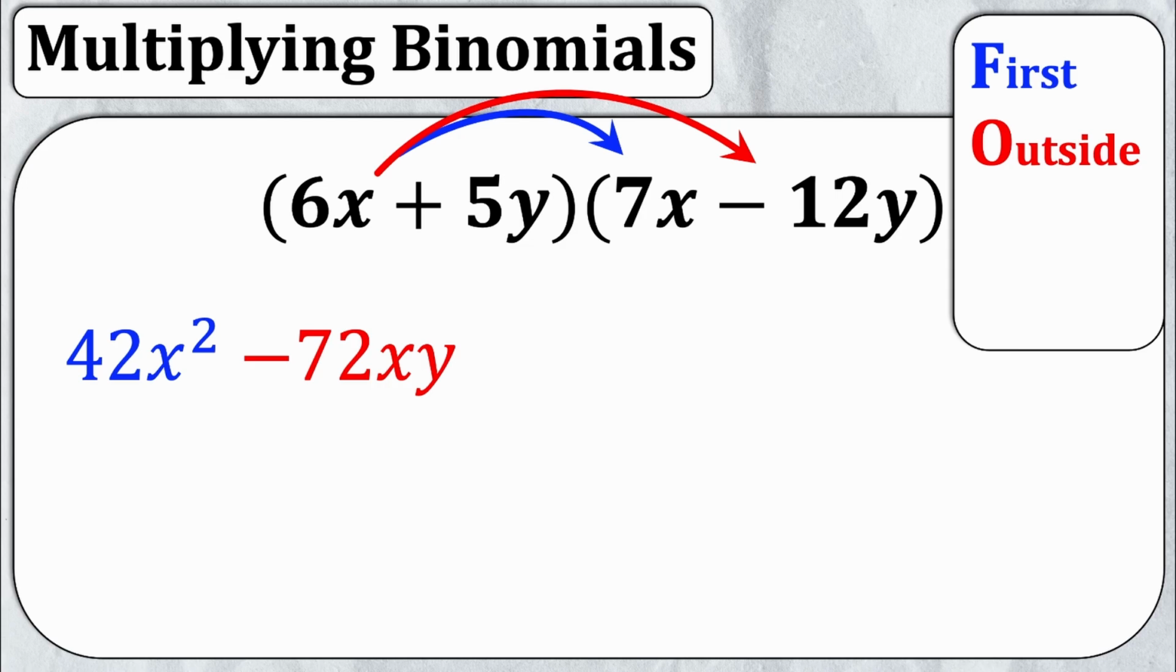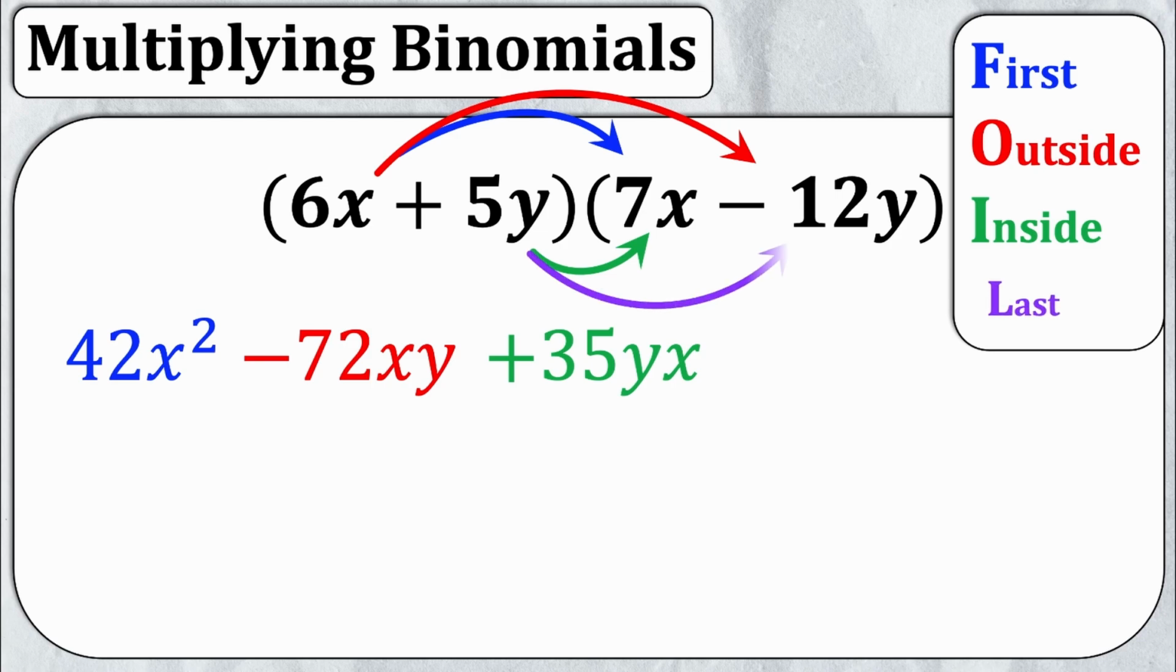Next, I multiply my two inside terms, so 5y and 7x. And so 5 times 7 is 35, and y times x is just yx. So I have positive 35yx. And then finally, I do my last two terms, which are 5y and negative 12y. And 5 times negative 12 is negative 60, and y times y is just y squared. So I have negative 60y squared.